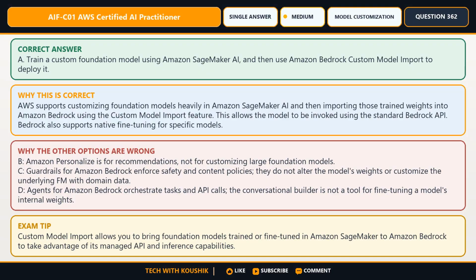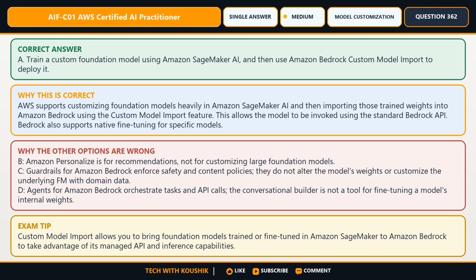The best answer is A. Train a custom foundation model using Amazon SageMaker AI, and then use Amazon Bedrock custom model import to deploy it. This option satisfies the complete requirement because AWS supports customizing foundation models heavily in Amazon SageMaker AI and then importing those trained weights into Amazon Bedrock using the custom model import feature. This allows the model to be invoked using the standard Bedrock API. Bedrock also supports native fine-tuning for specific models.